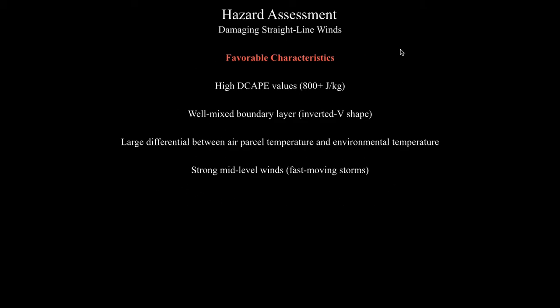Those fast-moving storms, even without the thermodynamic support that's highlighted up here, that is the high DCAPE, the well-mixed boundary layer, or the large parcel temperature differential, the large differential between air parcel temperature and environmental temperature. Even without all this, just this factor alone, the really strong mid-level winds causing fast-moving storms, that alone can be sufficient to cause straight-line wind damage and potentially widespread straight-line wind damage.